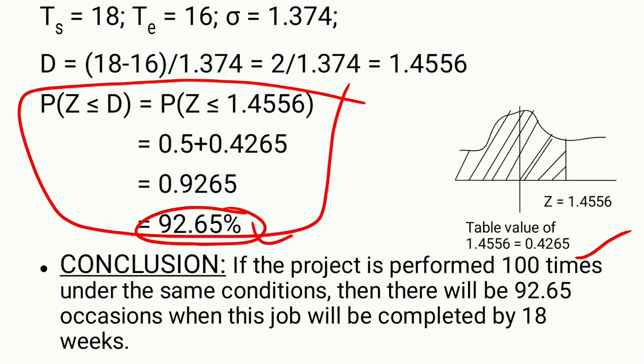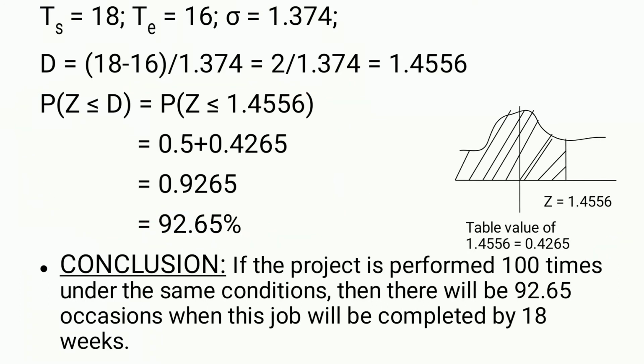Here we are looking at 100%. In conclusion, if the project is performed 100 times under the same conditions, then there will be 92.65 occasions when this job will be completed by 18 weeks.